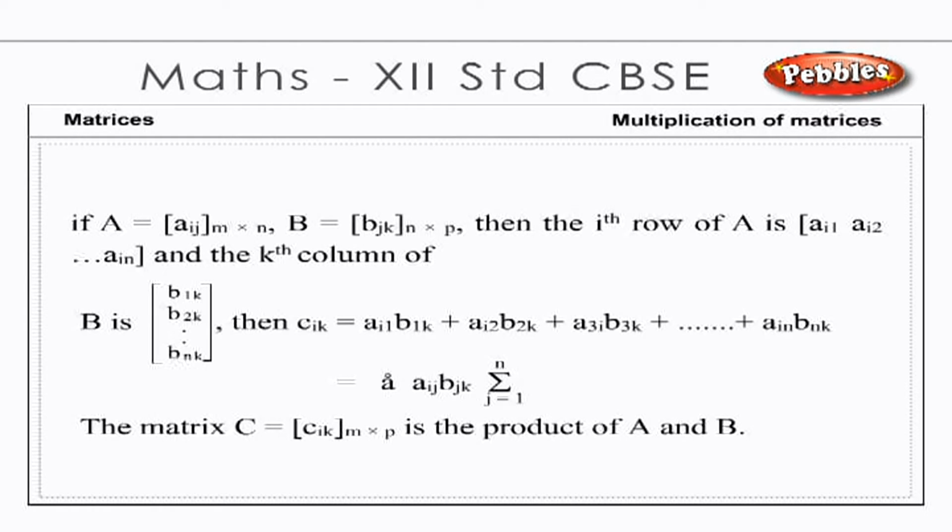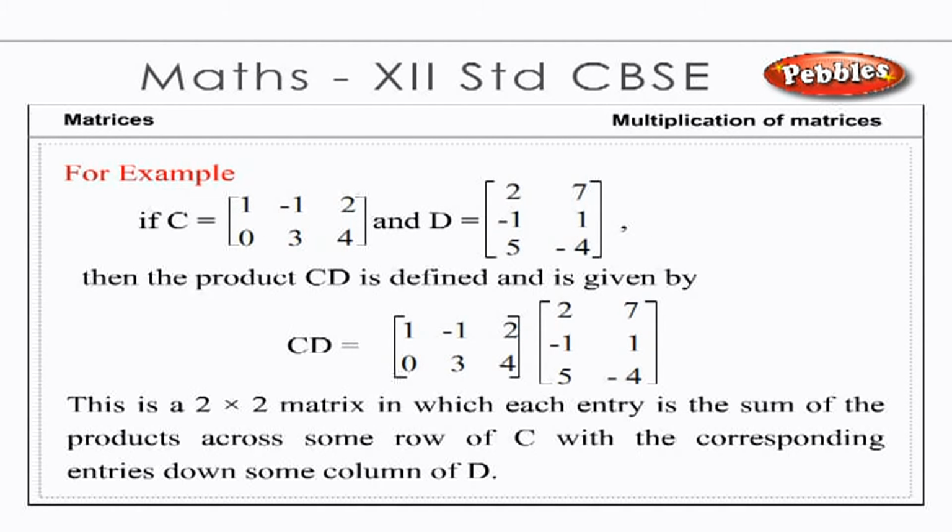The matrix C is equal to c_ik, m into p, is the product of A and B. For example, if C is equal to matrix [1, -1, 2; 0, 3, 4] and D is equal to matrix [2, 7; -1, 1; 5, -4], then the product CD is defined and is given by CD is equal to matrix [1, -1, 2; 0, 3, 4] into matrix [2, 7; -1, 1; 5, -4].